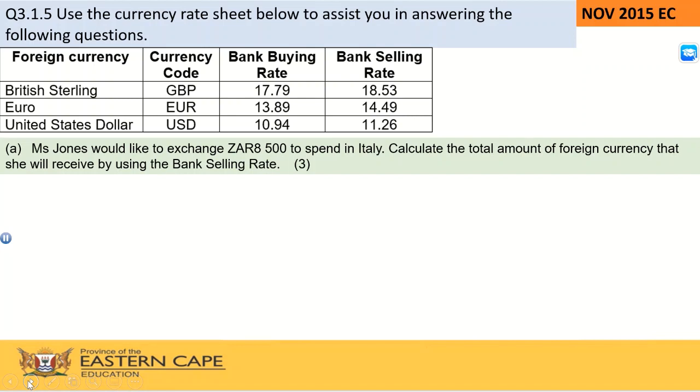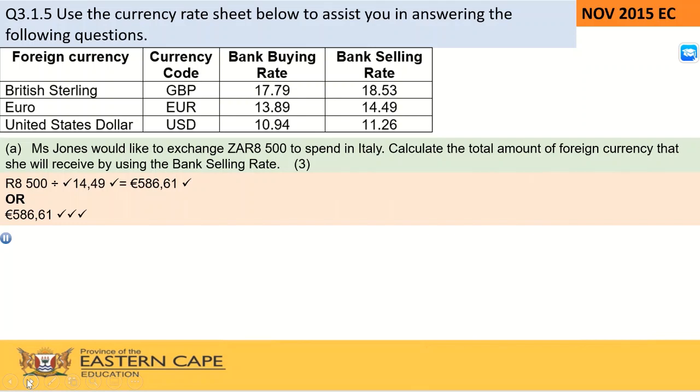Now we have to decide, are we going to multiply or are we going to divide? We have South African rand. We want to convert that South African rand into euro. So from rand to foreign currency requires us to divide, and we divide using the bank selling rate. So therefore your calculation should read 8,500 South African rand divided by 14.49.